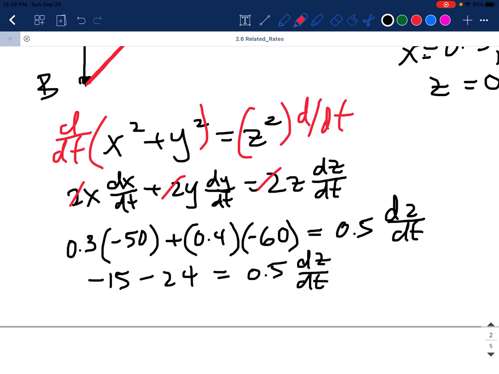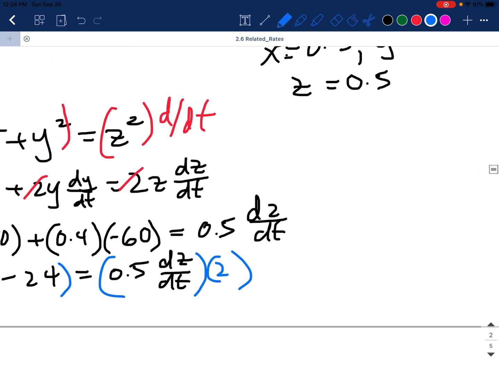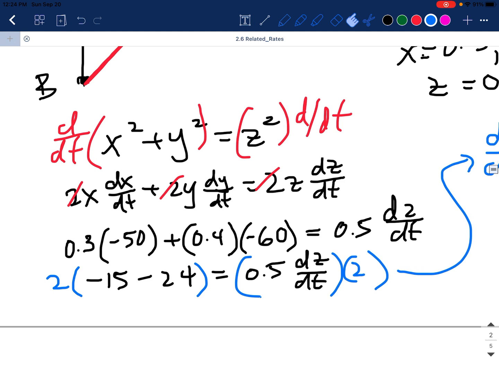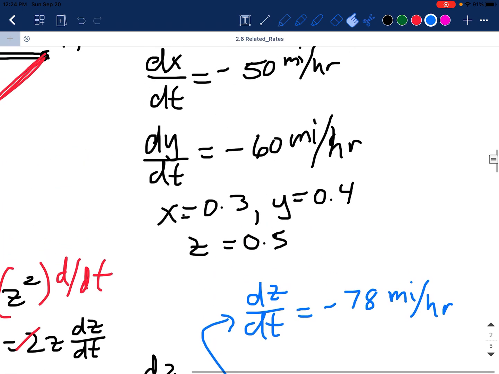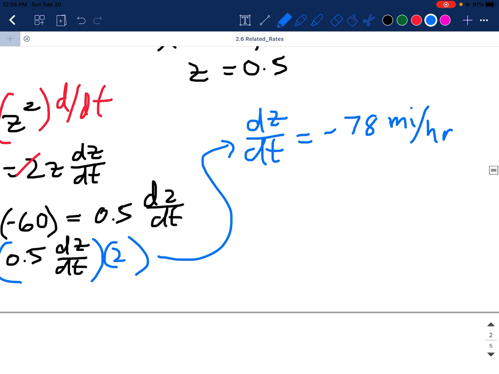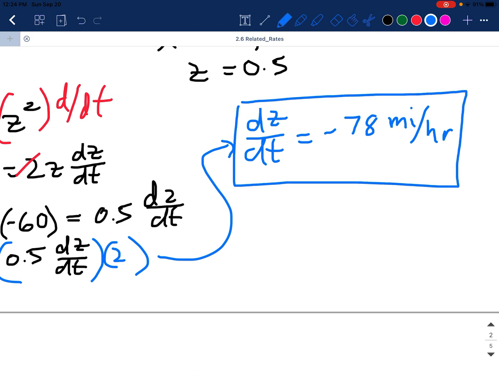And then we can just multiply everything by 2 to cancel out the half. So what we're going to end up with then is that dz dt is equal to negative 39 times 2. So that's going to be negative 78 miles per hour. Yes, miles per hour. So the distance is decreasing at negative 78 miles per hour. So even though that's the longest length, it's shrinking the fastest as well.